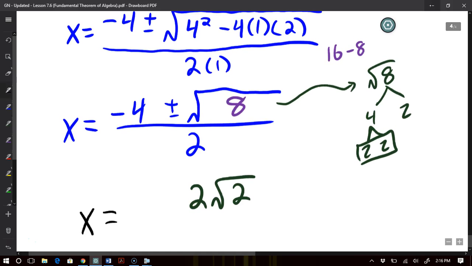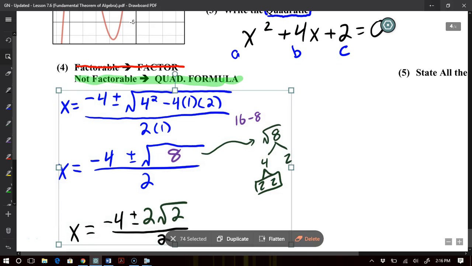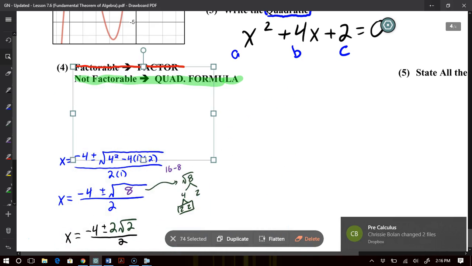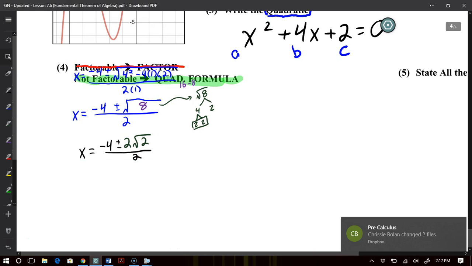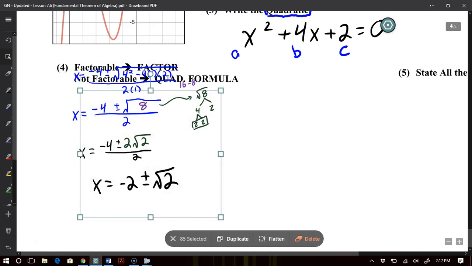So I have x equals -4 plus or minus 2 root 2 over 2. Again, not quite there yet. And the reason why is because I notice everything on top is going to be even. So x equals -2 plus or minus root 2. And that is the answer of the quadratic.